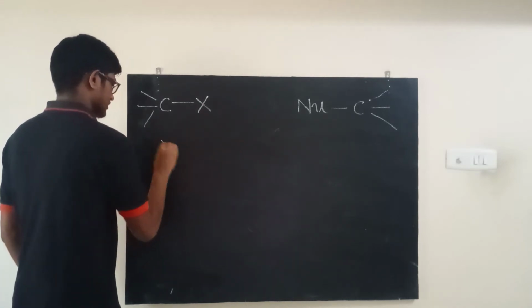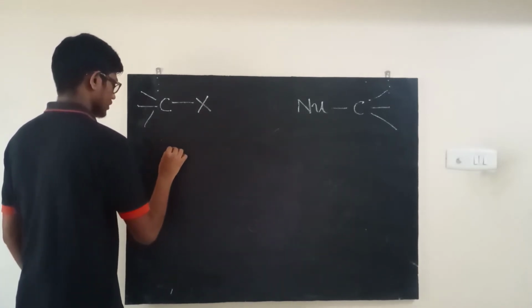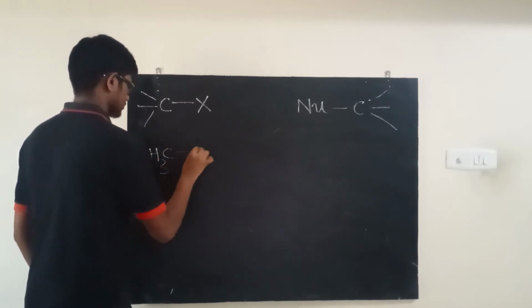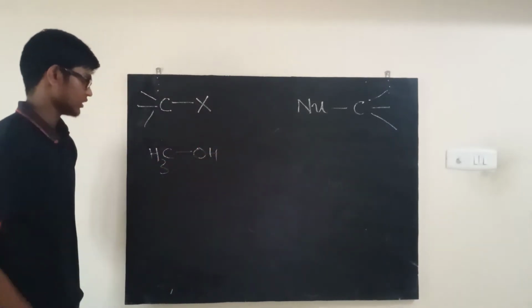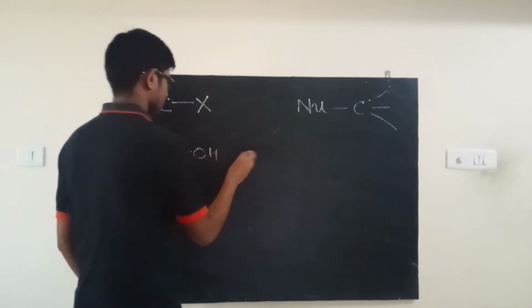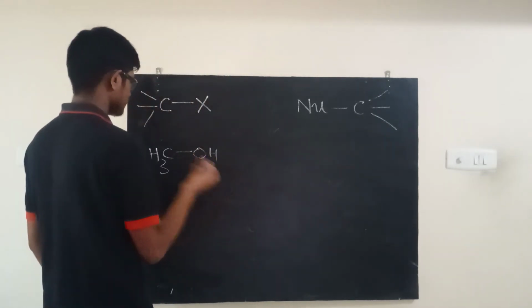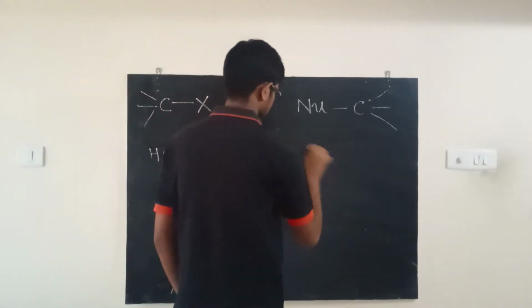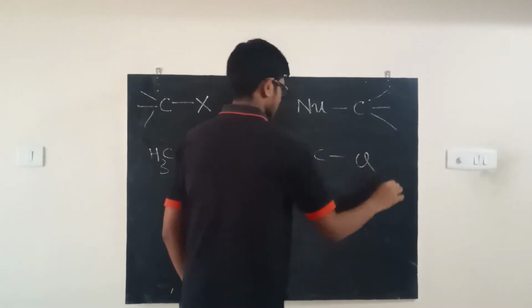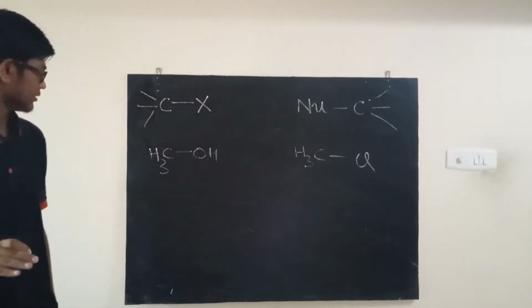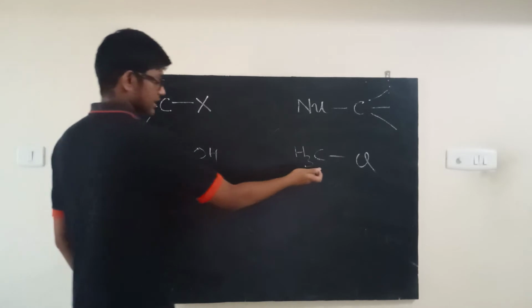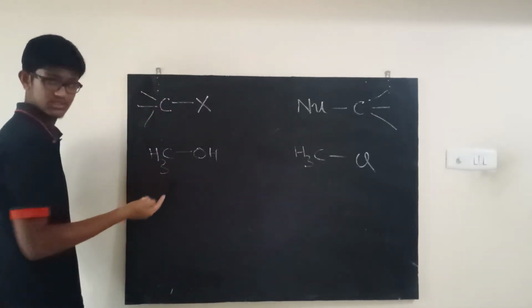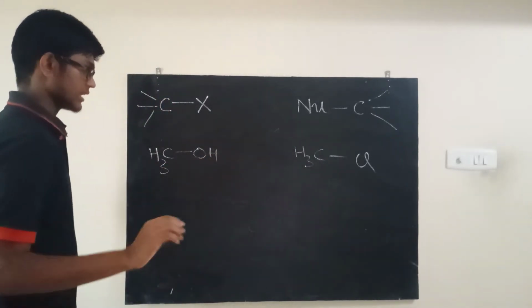If I take methanol, okay, assume whatever nucleophilic substitution happens, and let's say you are left with methyl chloride. There is no stereochemistry inversion here, right? Because this guy is optically inactive, this guy is optically inactive, right? You can see there's no chirality, 3 hydrogens there. That doesn't matter.